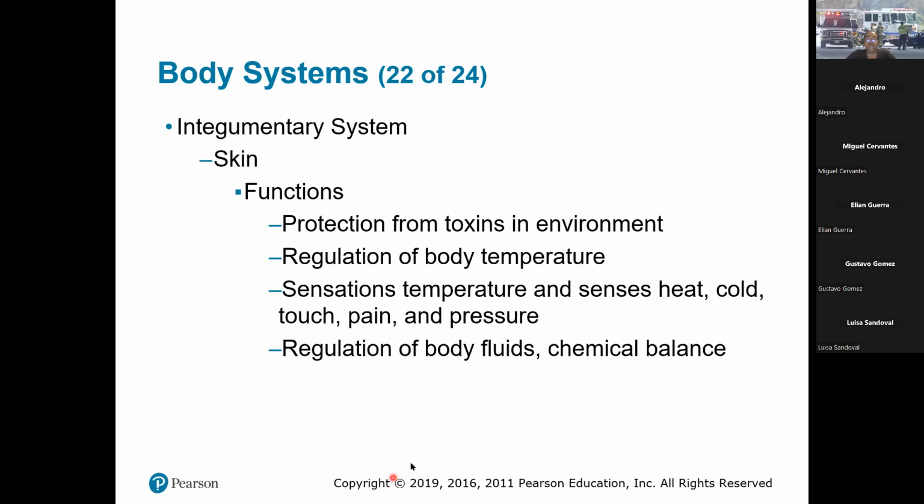Functions of the skin are protection from toxins and the environment. So the skin needs to be intact. And whenever they receive a cut, then we need to make a barrier for them. So we put 4x4s or gauze on them so they don't get any more infection. And it regulates body temperature by releasing water or sweat. Sensations: temperature, and senses of cold, touch, pain, or pressure. And then you have regulation of body fluids and chemical balance also.